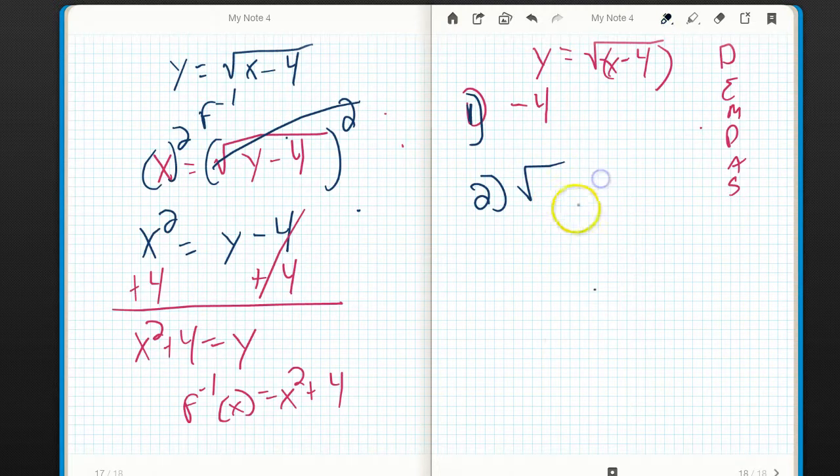Working backwards to find the inverse, make sure we do the opposite. So we start off with x. What is the opposite of a square root? The opposite of a square root is a square. So we square the x. The opposite of subtracting 4 is adding 4. So we add 4, and that's it. We got the exact same thing. Simple as that. Guys, if you want more examples of inverses to practice on, just give me a text.